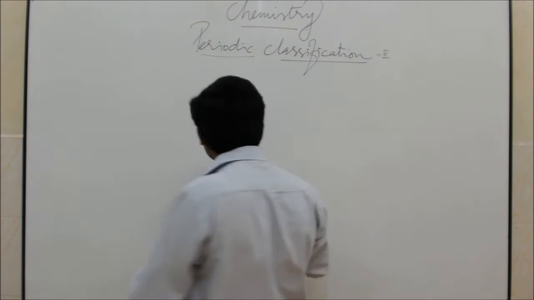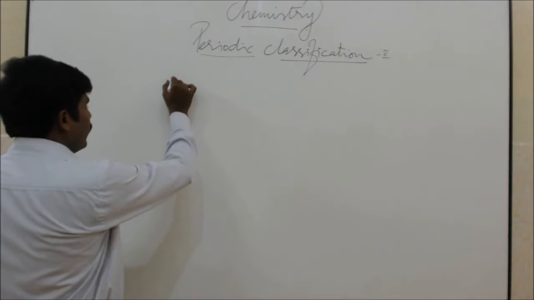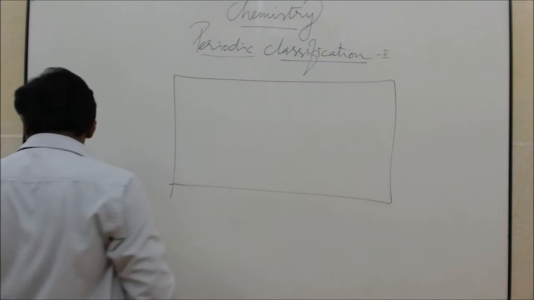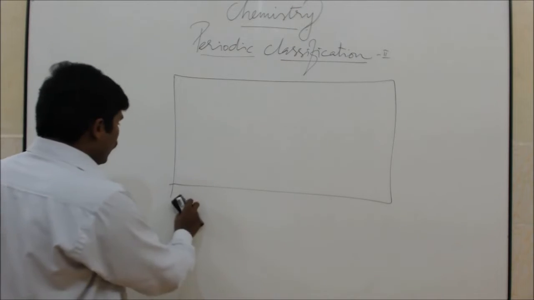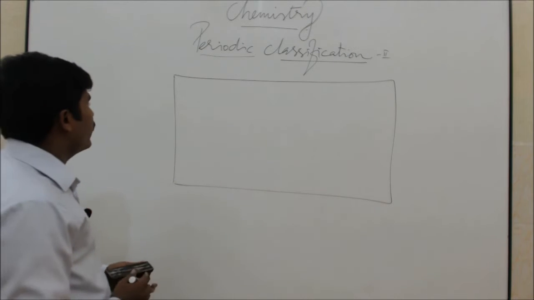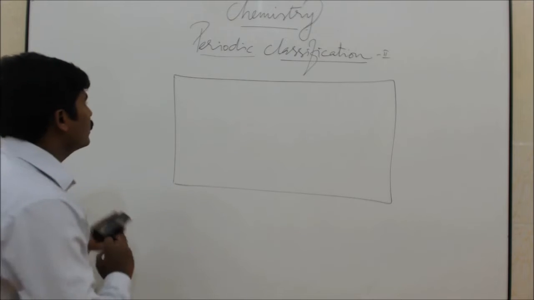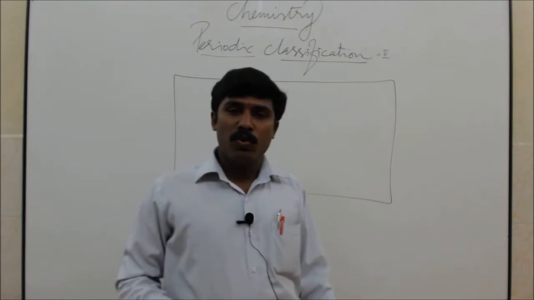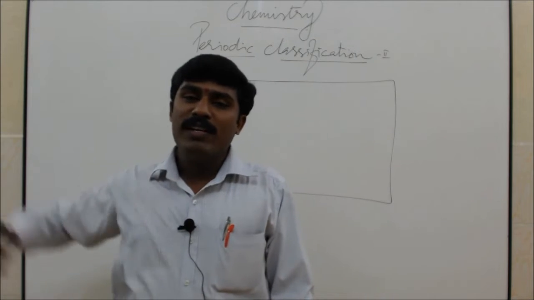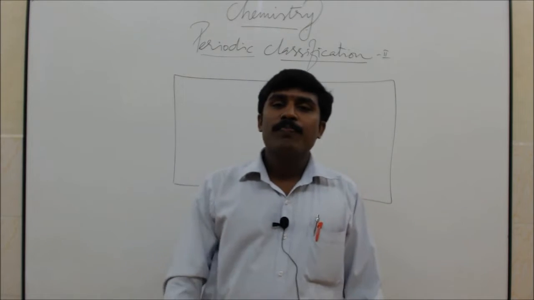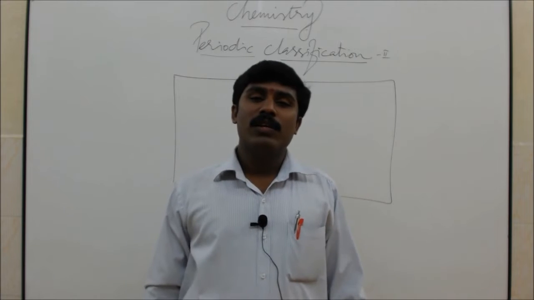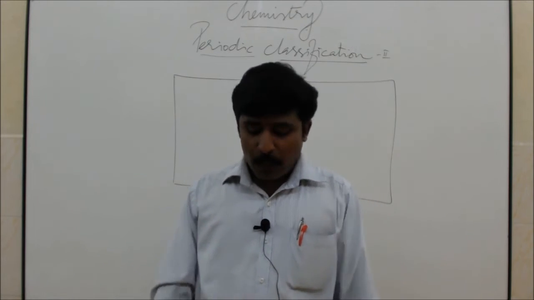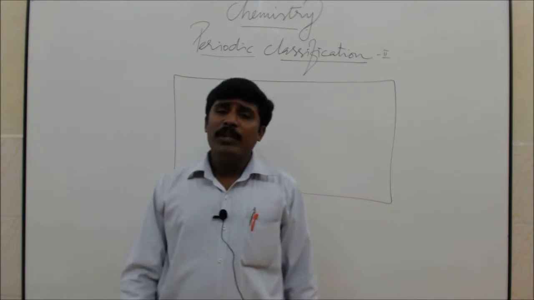Just imagine that this is the periodic table. Where do the S block elements occupy in the periodic table? Any idea? All vertical columns are known as groups. All horizontal lines are known as periods. What is a group? All vertical lines are known as groups. Horizontal rows mean periods.